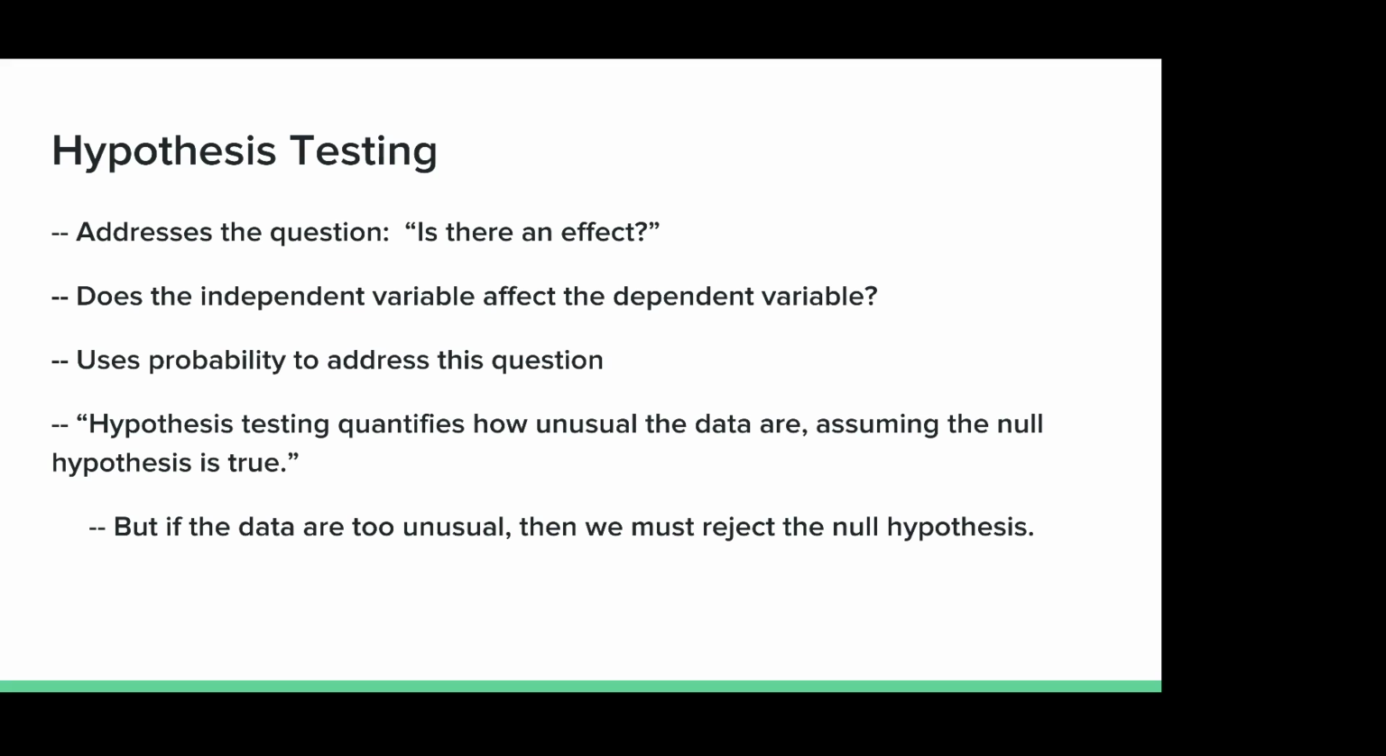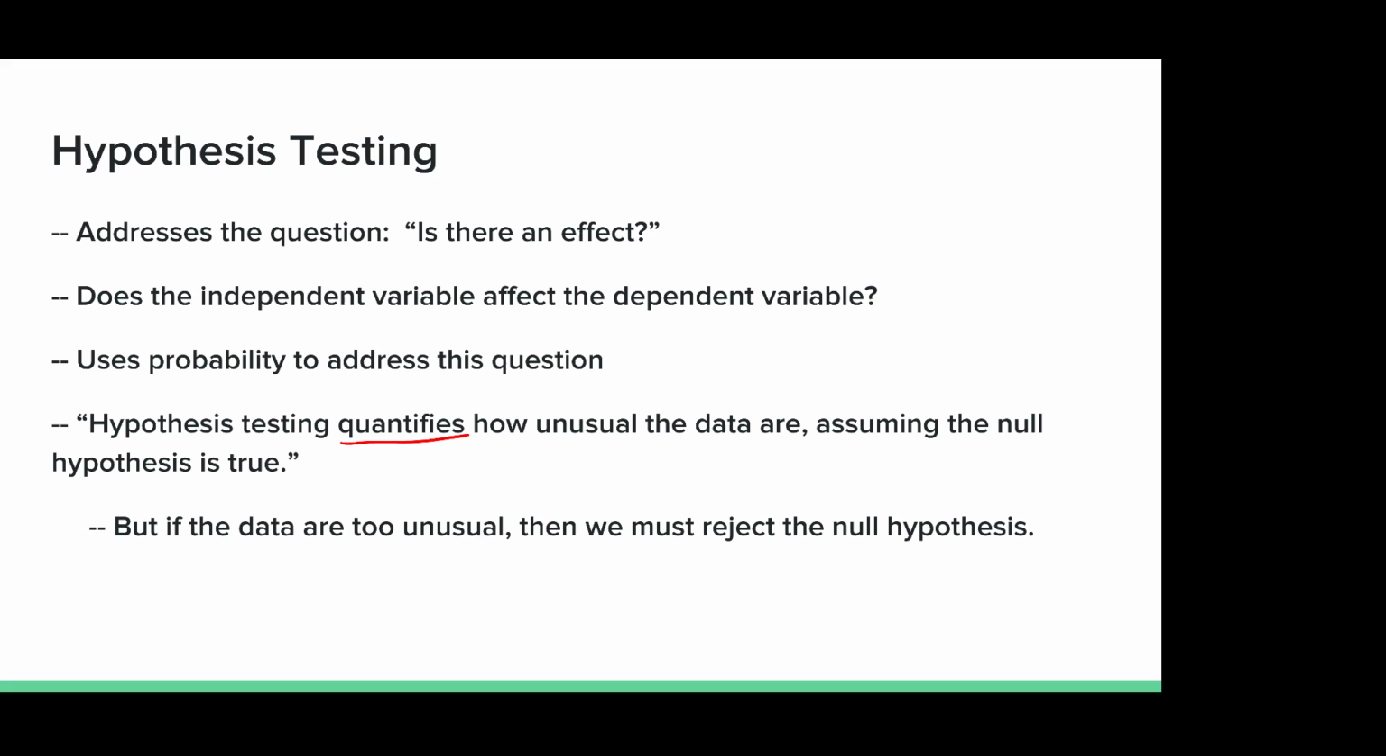So hypothesis testing, again, taking this directly from the analysis of biological data, quantifies how unusual the data are, assuming that the null hypothesis is true. So it tells us how unusual our observed values are under the assumption that the null hypothesis is true. If the data that we get are very unusual compared to what data we should get according to the null hypothesis, then we have to reject the null hypothesis.